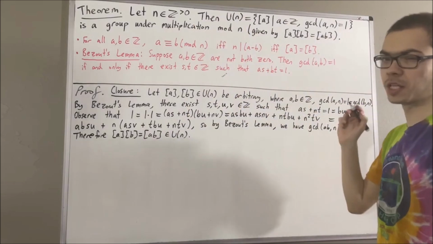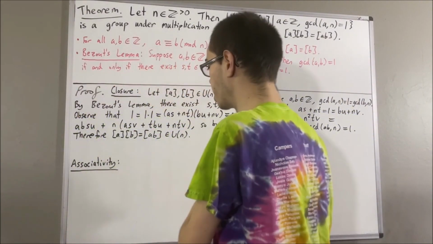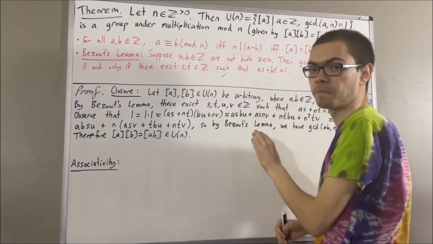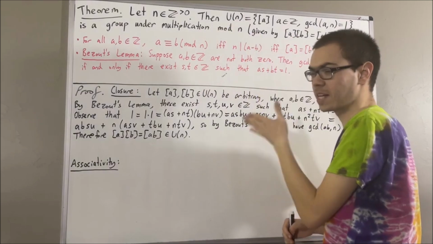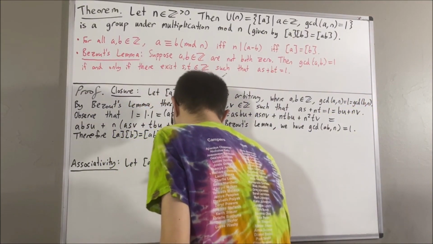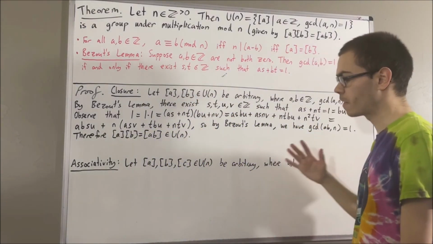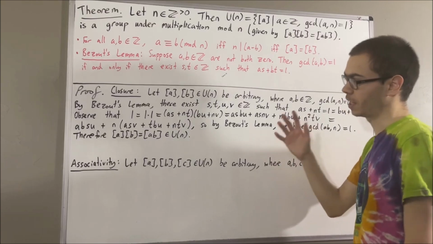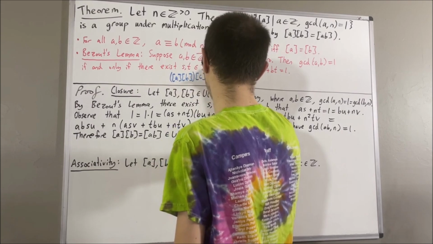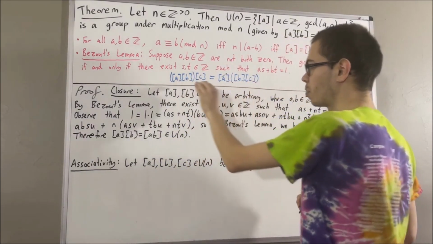Now let's verify that associativity holds. To verify associativity, let's give ourselves three arbitrary elements of U(n). I'll call them the equivalence class of a, the equivalence class of b, and the equivalence class of c. To verify associativity, we want to show that the following equality is true. We want to show that this happens. So let's start out by writing the left-hand side.